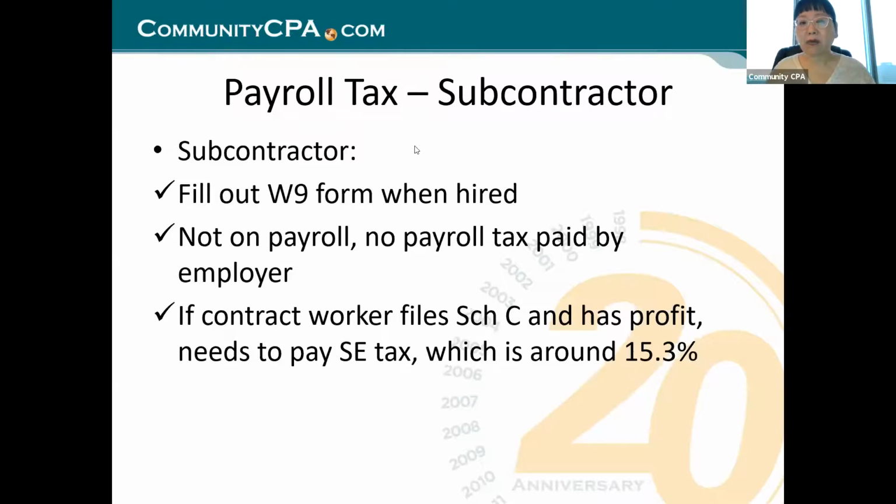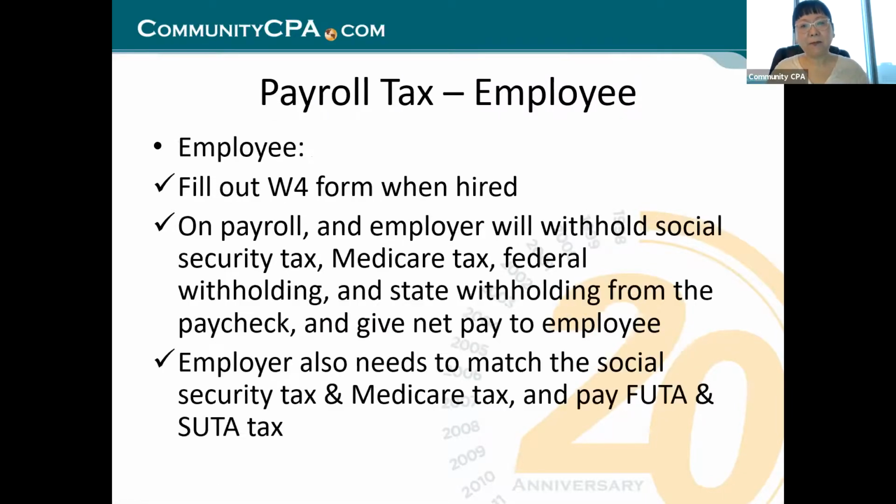So that is the payroll taxes. It is only when the subcontractor makes a profit and files Schedule C that you will have that payroll tax. So-called payroll tax is just self-employment tax. Okay, and the payroll taxes for employees, of course, that's a whole load of them, right?